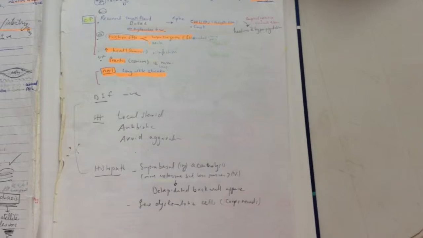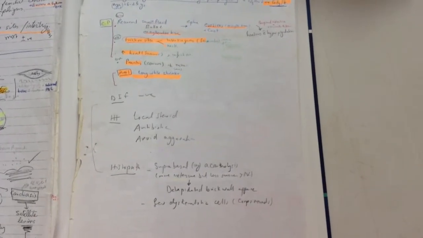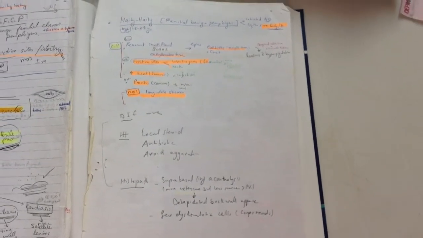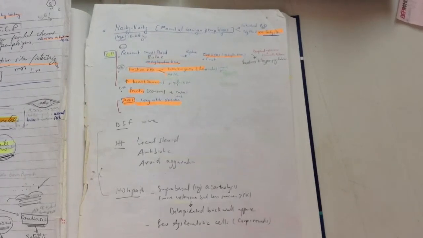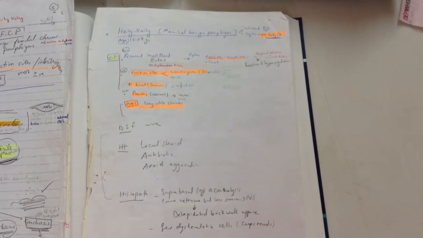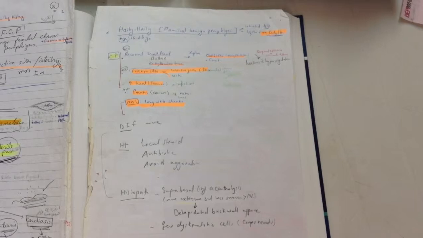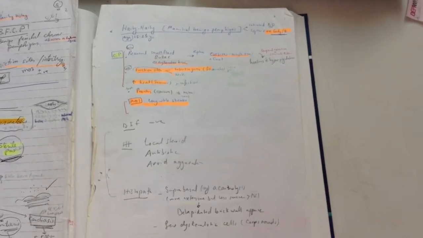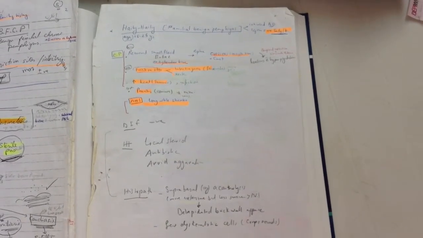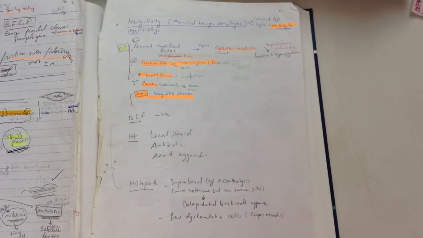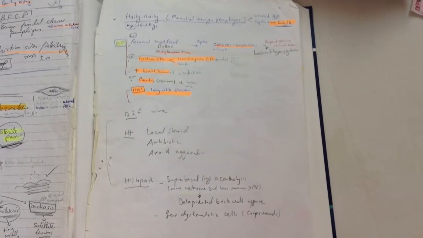The histopathology: there is suprabasal acantholysis, more extensive but less severe than pemphigus vulgaris, giving the dilapidated brick wall appearance, and few dyskeratotic cells, corps ronds. Direct immunofluorescence is negative, and the treatment is local steroid, antibiotic, and avoiding aggravating factors.